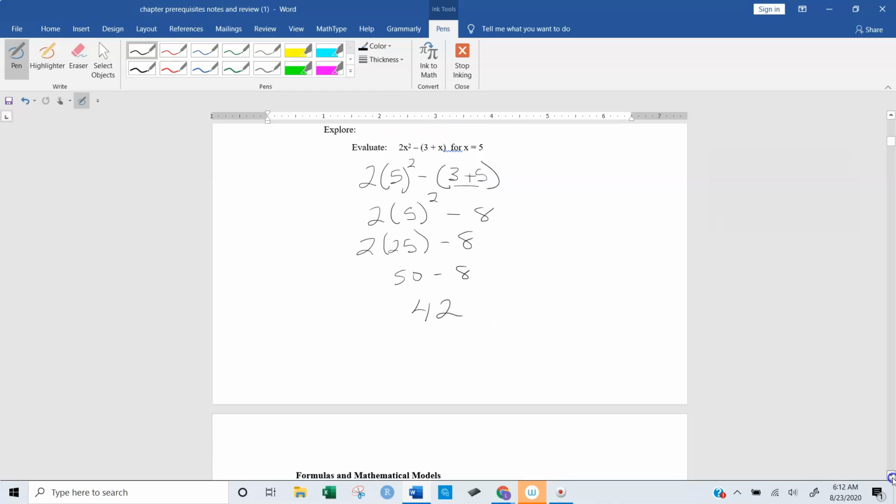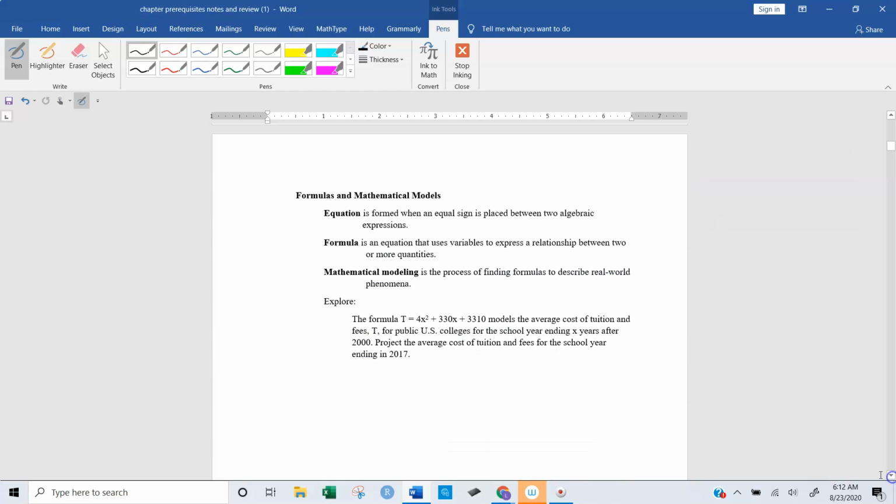Okay, next. All right, now I'm going to talk about equation. Remember, that's just when you add an equal sign to it. Formula is where you have variables involved. Mathematical modeling really is another name for story problems.